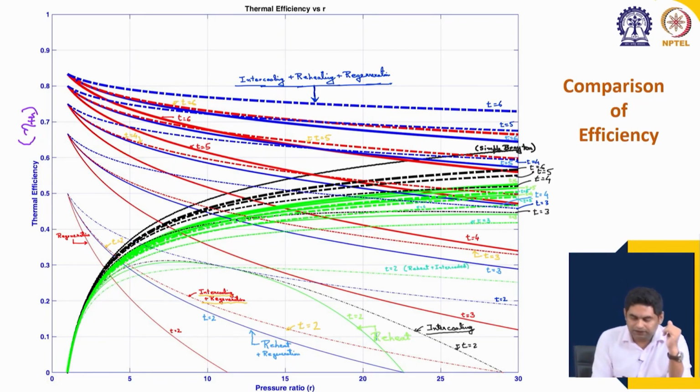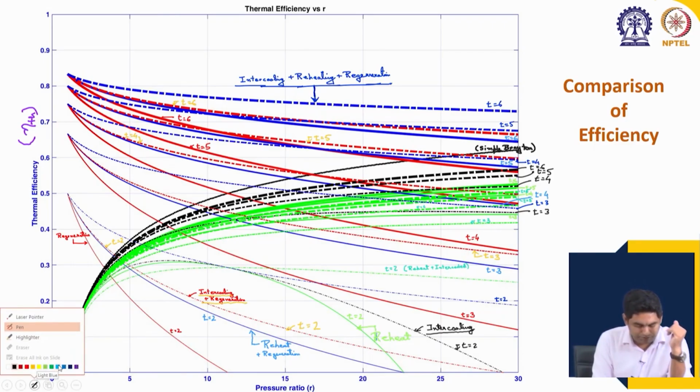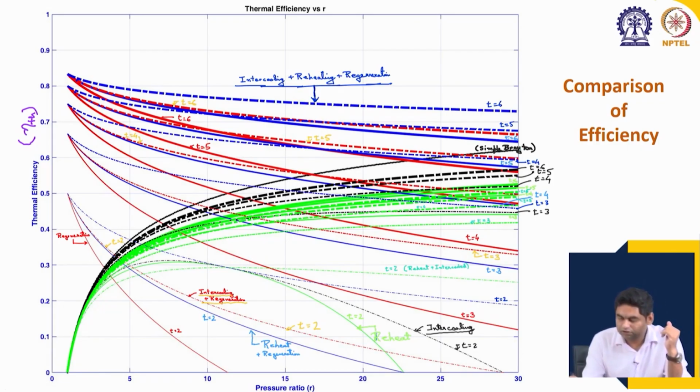So, let us start with the simple Brayton cycle. Simple Brayton cycle is shown by this black line. So, we will use a color which is not used at all, so as to distinguish between all other colors. So, this is the simple Brayton cycle line. We know that the efficiency keeps on increasing, and if you consider a particular value, let us say a very high R value of 25, we see that the efficiency will be around 60%.